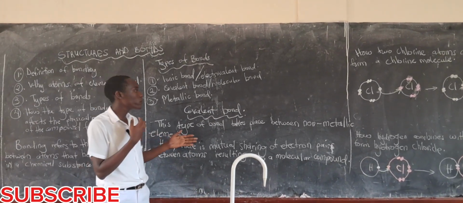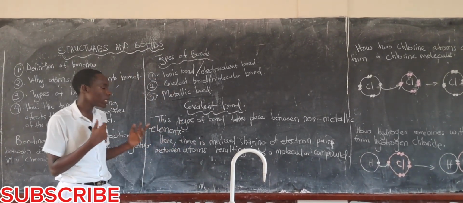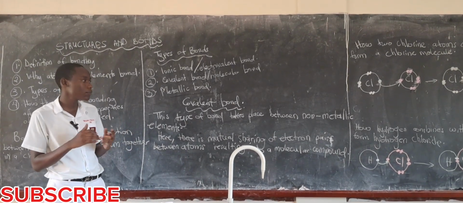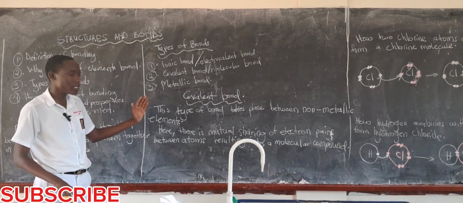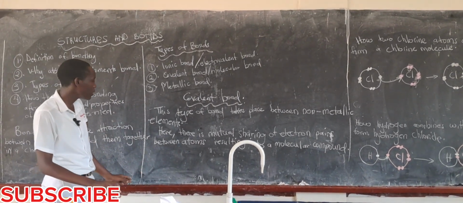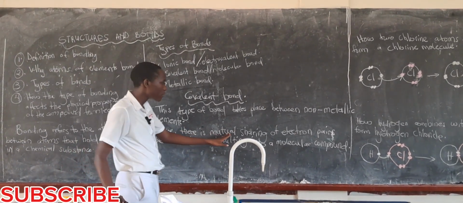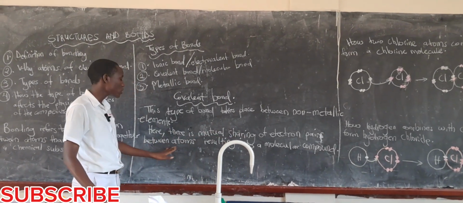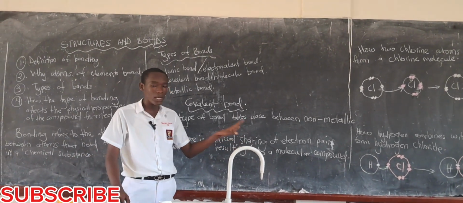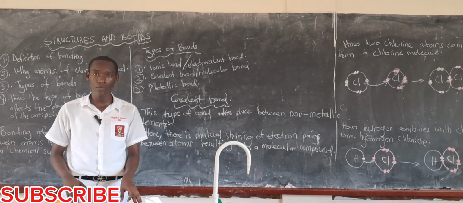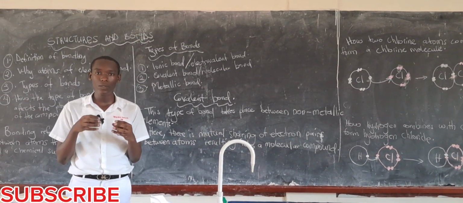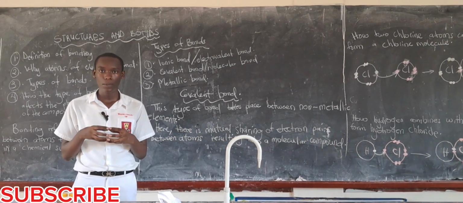So, if the elements combining are not of the same substance, we can also have a molecular compound. So here, how does a covalent bond take place? A covalent bond takes place when there is mutual sharing of electron pairs between atoms, resulting in a molecular compound. Now we looked at that when elements don't have a stable configuration, they always combine with each other so that they can now become stable.